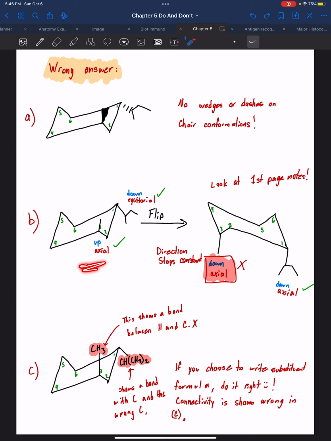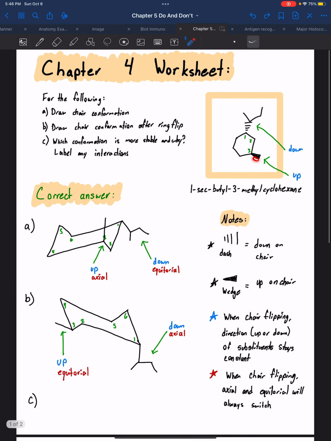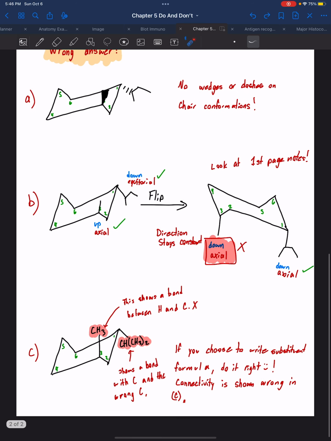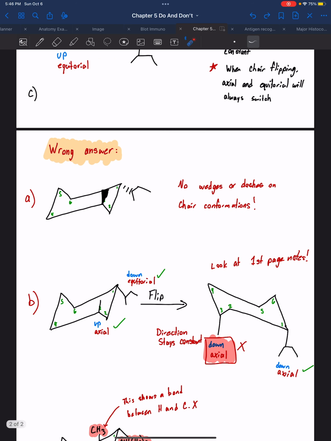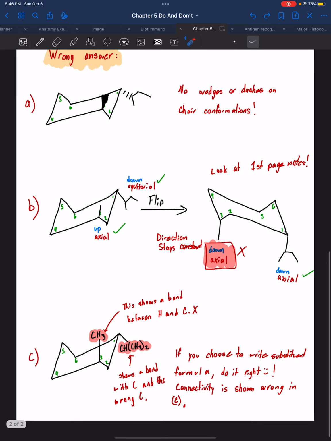For your flips, a lot of people didn't follow the rules where there's a wedge, and so everything on the wedge should go up on your chair, everything on the dash should go down. So make sure to follow those rules. The directions should stay constant. So for my methyl group, I'm expecting up, but it's down over here, so you know you're wrong. Sec-butyl group was going down originally, so it should go down over here, and that one was right. So this was the only part that was wrong. And then these at the very top, sorry for going backwards, by the way, but you should never have wedges or dashes on chair conformations.